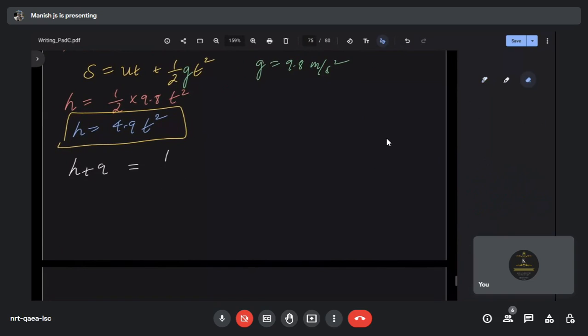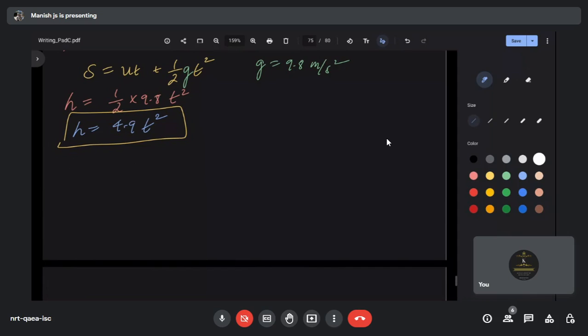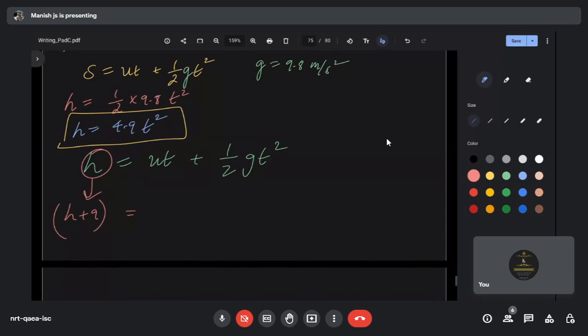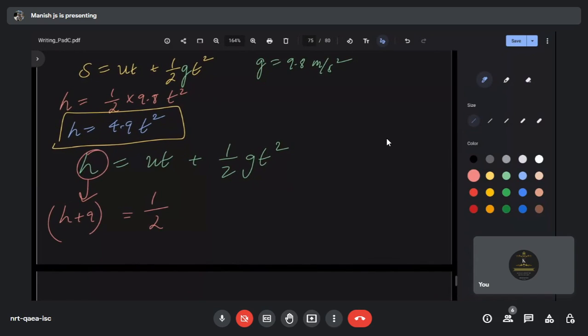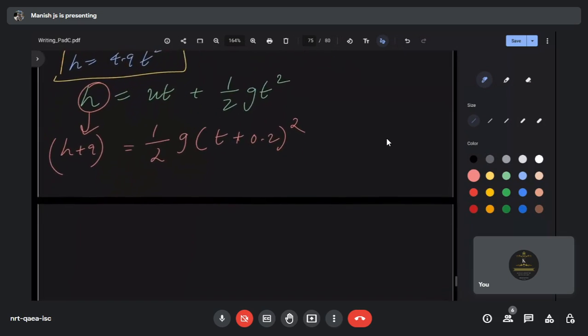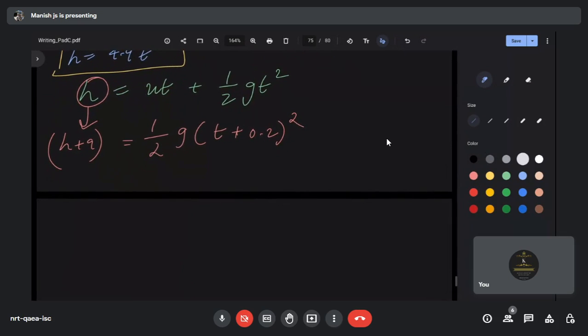Otherwise, write the first equation so that you will get the relationship. As per the general equation, s is equal to ut plus half at square, so h is equal to ut plus half gt square. In the place of h, we are substituting h plus 9, since it is passing vertically apart by 9 meters. So h plus 9 is equal to half, with initial velocity considered 0, half g t square. In place of t square, we are substituting t plus 0.2, the whole square.